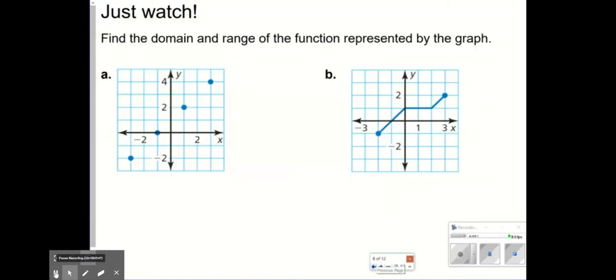Okay, all right, so here are a few examples. It says find the domain and the range of the function represented by the graph. Remember, domain is x and range is y, so you're essentially just finding the x and the y. So domain and range.